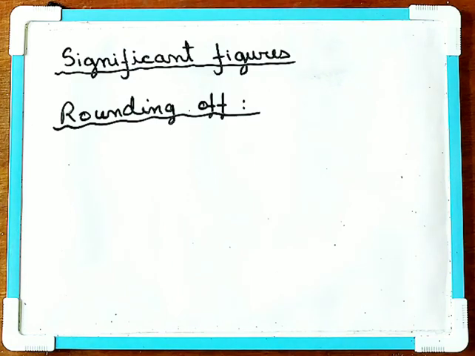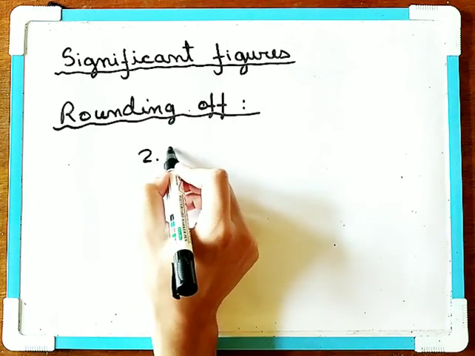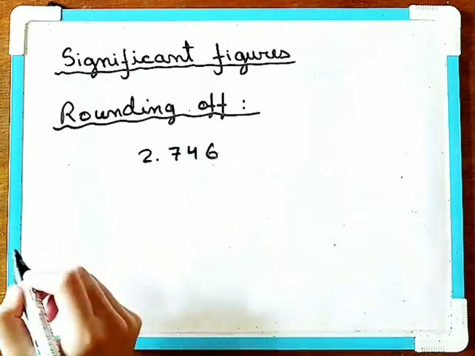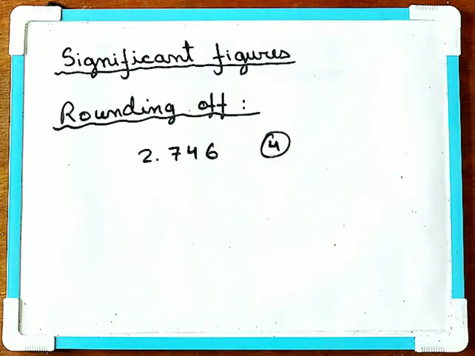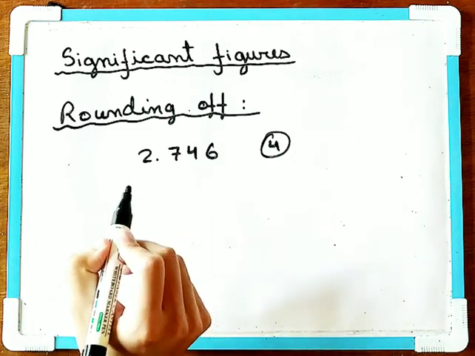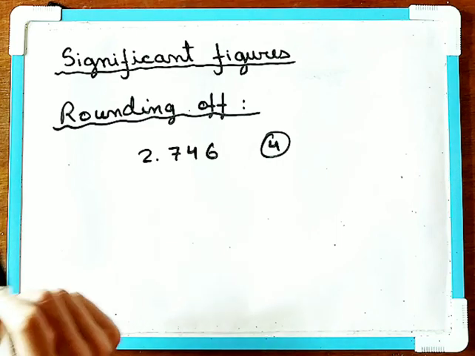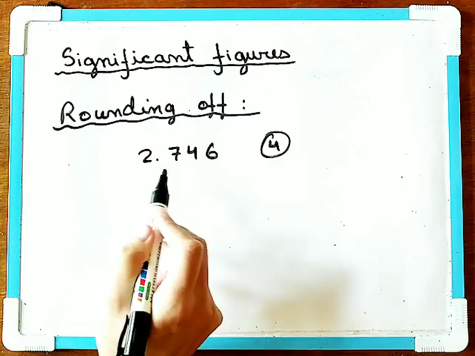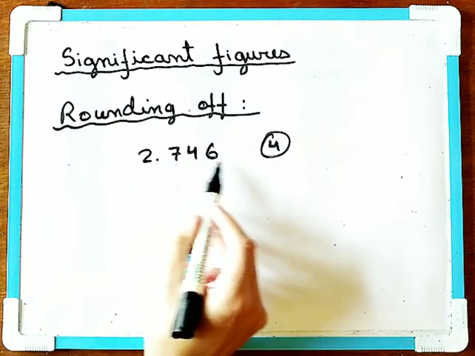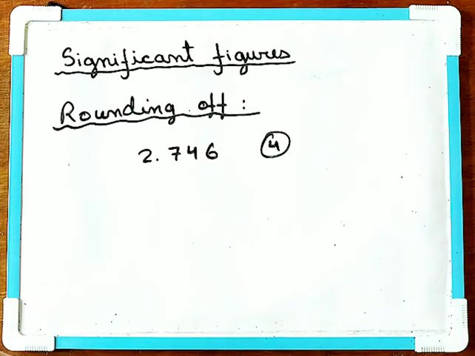So for example, I'll take 2.746. Now how many significant figures here? 4. 1, 2, 3, 4. So if the question is to round this to 3 significant figures, we'll have to round this digit into 3 significant figures. So here we have 4, and we'll have to round it off to 3 significant figures.